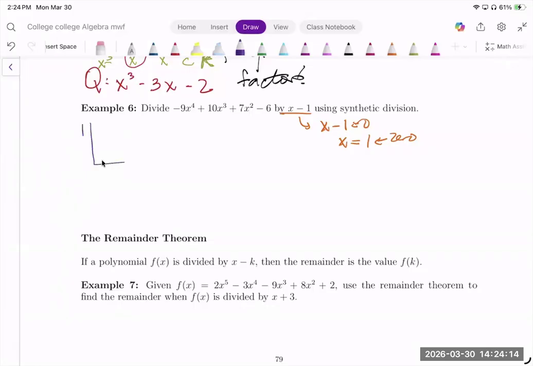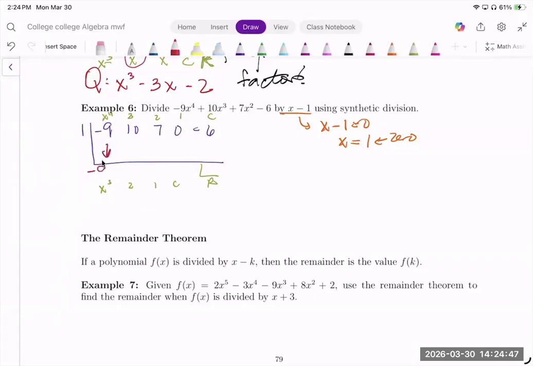So it's 1 going into -9, 10, 7, 0, -6. Because recall, we have an x to the fourth, then the third, second, first, and a constant. Below, remember we represent 1 down, so the x cubed, squared, first, the constant, and then the remainder. So let's see. Do y'all remember how we get the ball rolling?